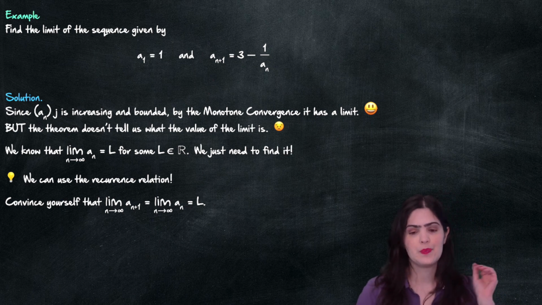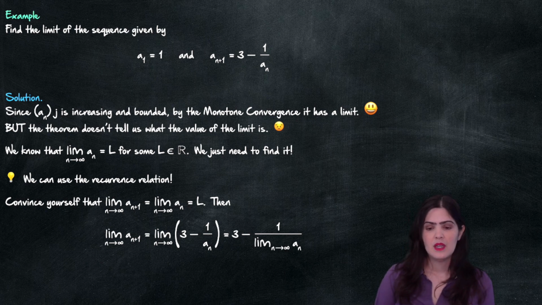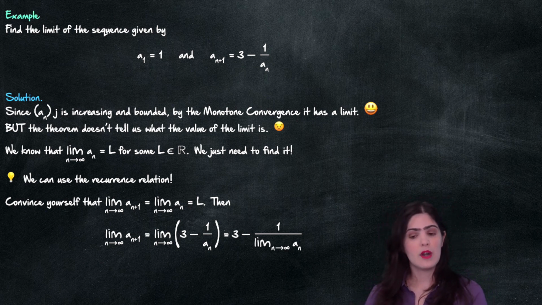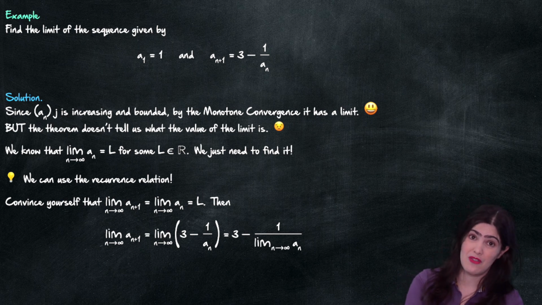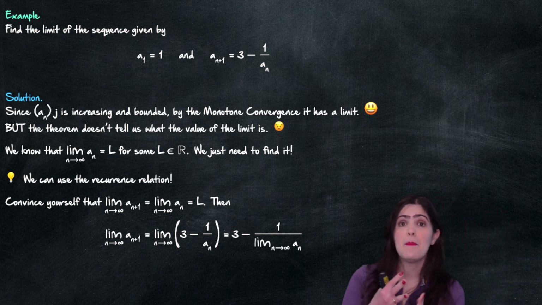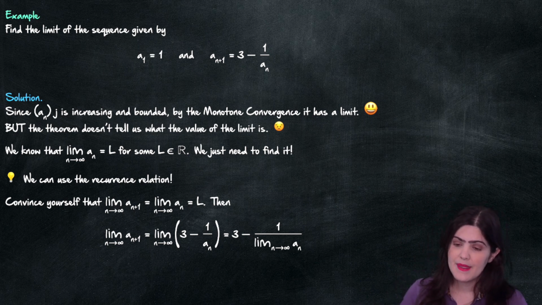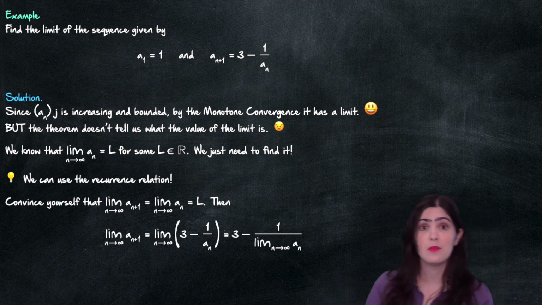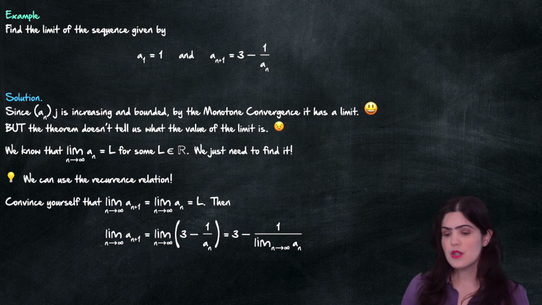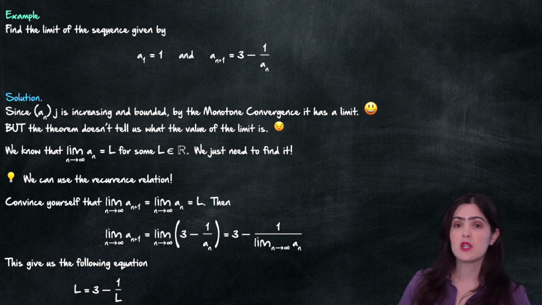Now, if this is true, we can use the limit laws here. Because you see, the limit of an plus 1 is the limit of 3 minus 1 over an. But then using all the limit laws, because now I am allowed to use them since I know that the limit of an exists, this is just 3 minus 1 over the limit of an. Oh, but then we said that the limit of an plus 1 and the limit of an were both the same. I call it L. So we end up with this equation.